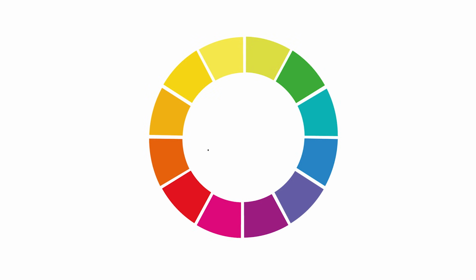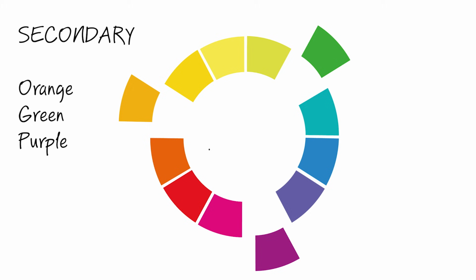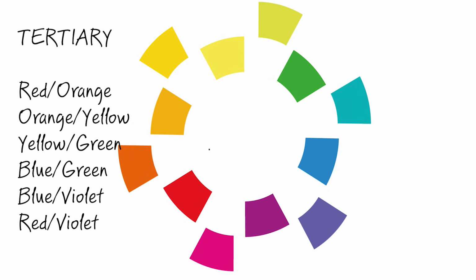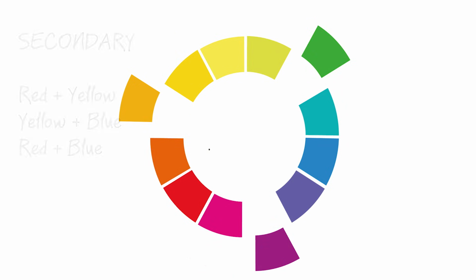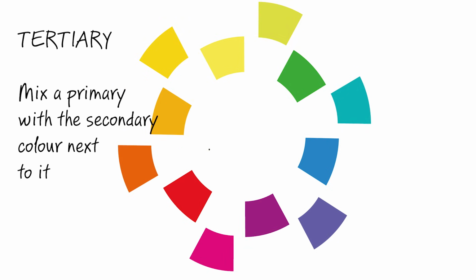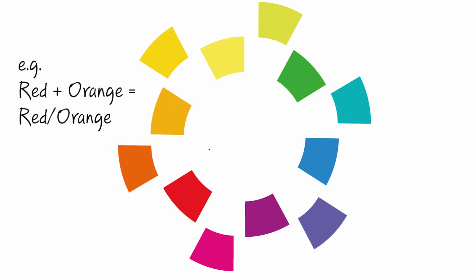Basic mixing. The colour wheel consists of the primary colours red, yellow and blue, the secondary colours green, orange and purple, the tertiary colours red-orange, yellow-orange, yellow-green, blue-green, blue-violet, red-violet. The secondary colours are made by mixing two primaries together, so red plus yellow equals orange, yellow plus blue equals green, blue plus red equals purple. Tertiary colours are made by mixing a primary colour with a secondary colour next to it on the colour wheel. For example, red plus orange equals red-orange.